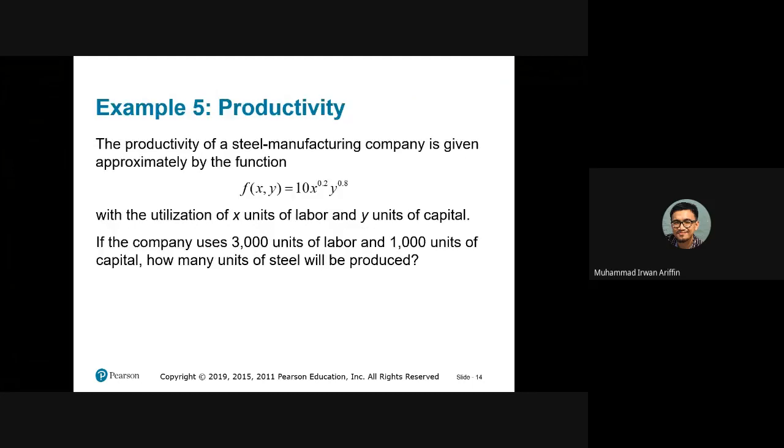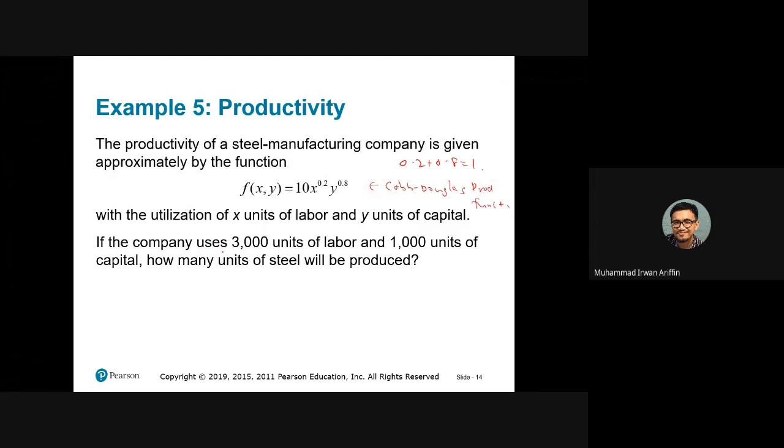So let's have a look at this example. Let's say this is a Cobb-Douglas production function where we have 10 multiplied with x to the power of 0.2, y to the power of 0.8. And we know 0.2 plus 0.8 is 1, right? So this is a Cobb-Douglas production function.